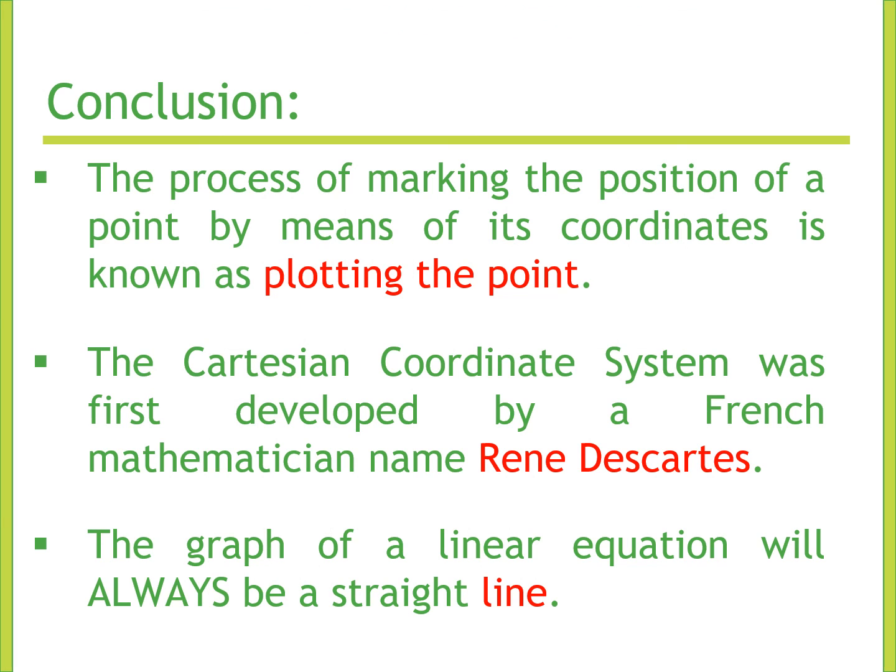Now let us have the conclusion. The process of marking the position of a point by means of its coordinates is known as plotting the point. That is why I use the word plot when I graph the point. And next, the Cartesian coordinate system was first developed by a French mathematician named René Descartes. The graph of a linear equation will always be a straight line.